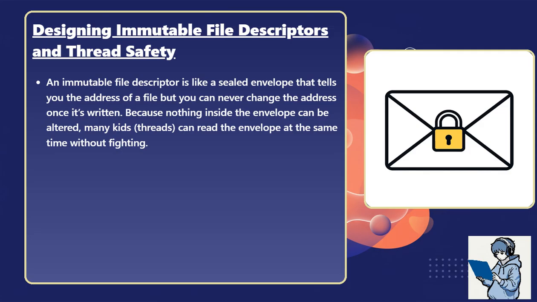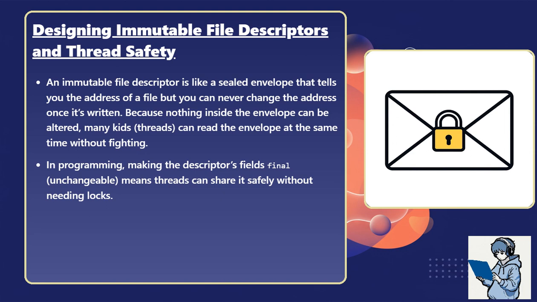An immutable file descriptor is like a sealed envelope that tells you the address of a file, but you can never change the address once it's written. Because nothing inside the envelope can be altered, many kids' threads can read the envelope at the same time without fighting. In programming, making the descriptor's fields final, which means unchangeable, allows threads to share it safely without needing locks.